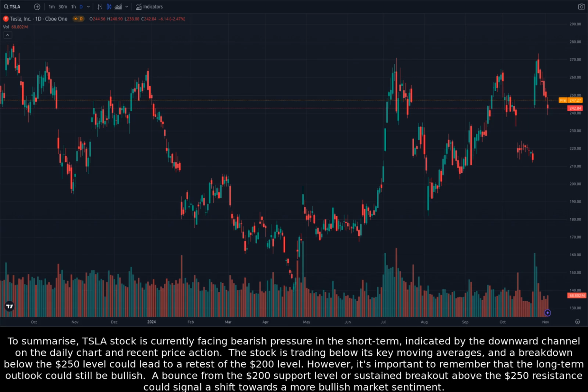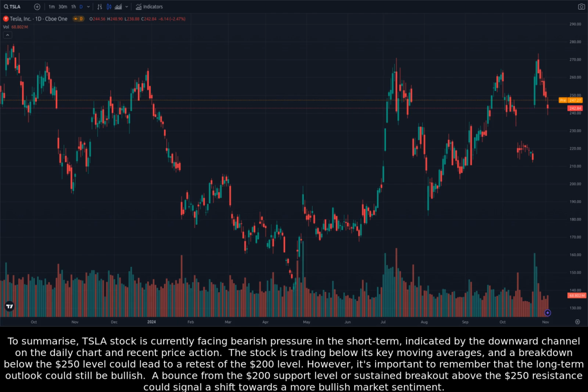To summarize, Tesla stock is currently facing bearish pressure in the short term, indicated by the downward channel on the daily chart and recent price action. The stock is trading below its key moving averages, and a breakdown below the $250 level could lead to a retest of the $200 level. However, it's important to remember that the long-term outlook could still be bullish. A bounce from the $200 support level or sustained breakout above the $250 resistance could signal a shift towards a more bullish market sentiment.